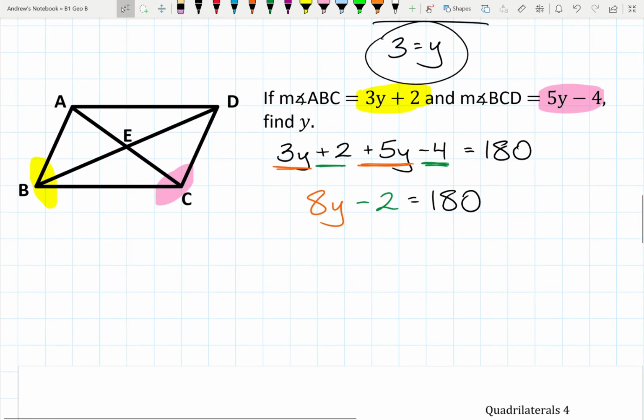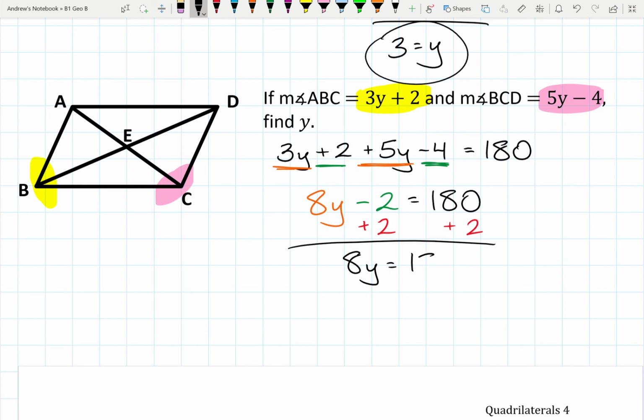Ew, I don't think this is going to come out very well. So what we're going to do here is add 2 to each side. All right, so we get that 8y equals 182. I'm going to grab my calculator real quick because that one's going to come out kind of nasty.